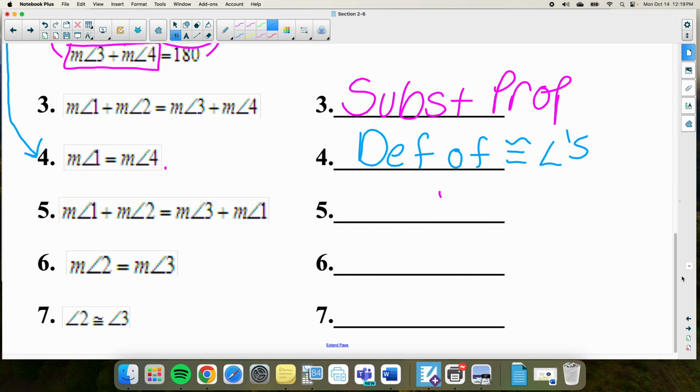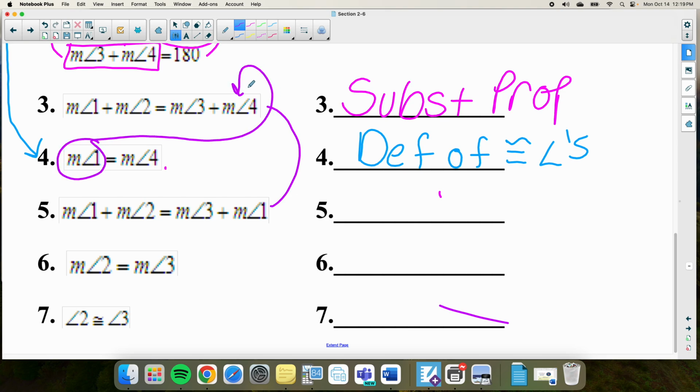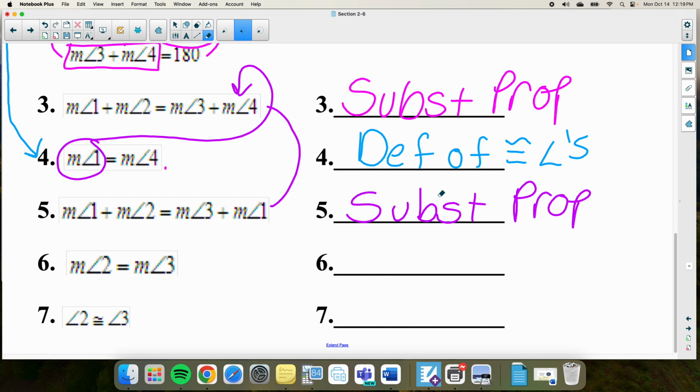Now, do you guys see anything they did from here to here? And you can always look: measure of angle 1 stayed the same, measure of angle 2 stayed the same, 3 stayed the same, but they switched angle 4 to angle 1, right? So what did they do? Substitution. They took this angle 1 and substituted it in there. So that's substitution prop. Okay. Then do you guys see how they got step 6?